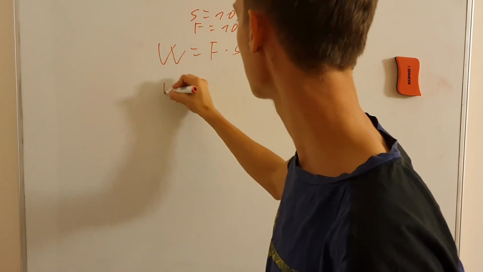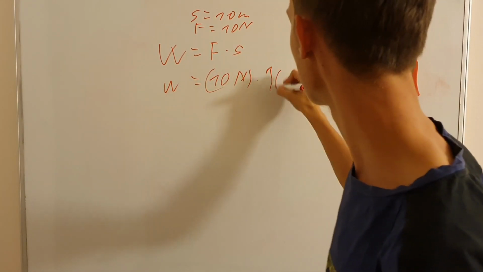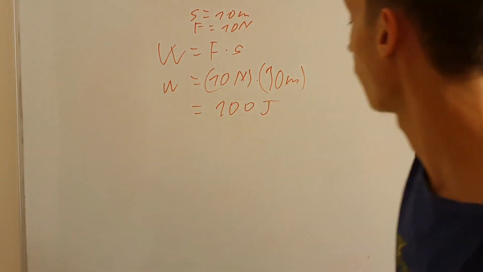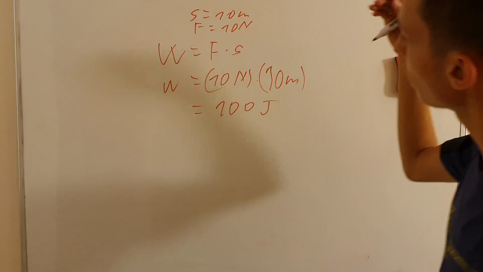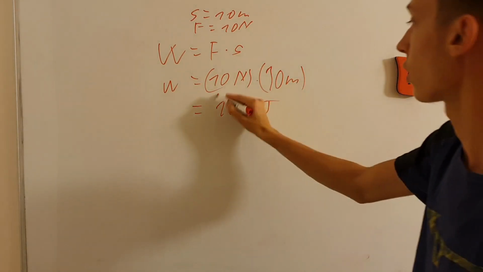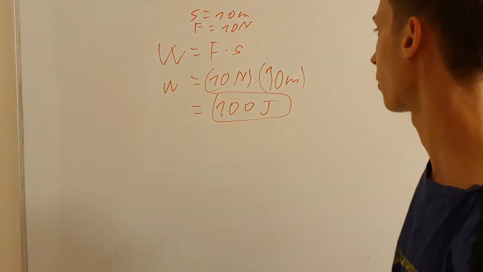Then in such a case, the work will be 10 newtons times 10 meters, and the result will be 100 joules of work. That means in order to apply a force of 10 newtons for 10 meters continuously, a work of 100 joules is done.